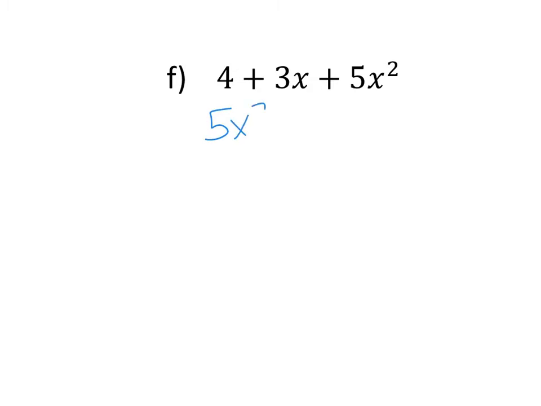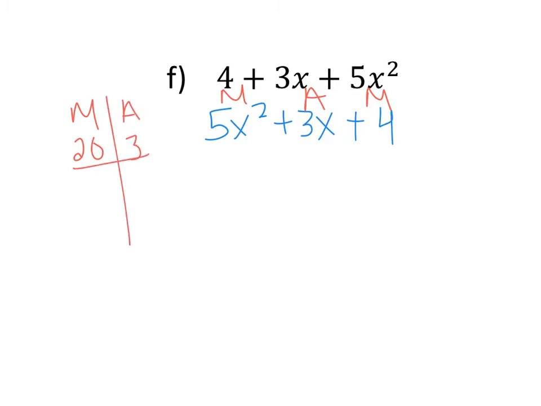So 5x squared plus 3x plus 4. Check for a GCF, in which there isn't one. And I'm going to label it MAM. M is 20, A is 3. Okay, I've got factors of 20, 1 and 20, which add to be 21. I have 2 and 10, which equal 12. 3 doesn't go into it. 4 and 5, when I add them, it equals 9.